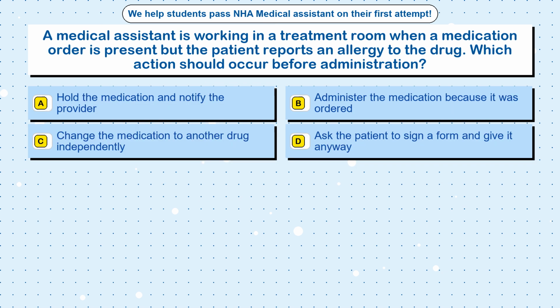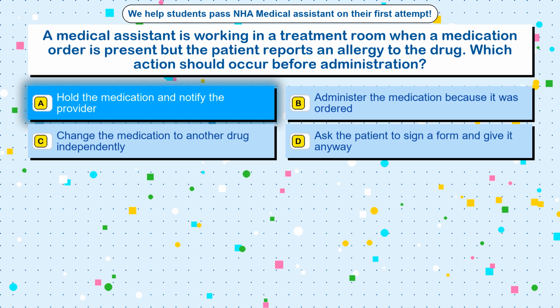Question 55. A medical assistant is working in a treatment room when a medication order is present but the patient reports an allergy to the drug. Which action should occur before administration? Option A. Hold the medication and notify the provider. Option B. Administer the medication because it was ordered. Option C. Change the medication to another drug independently. Option D. Ask the patient to sign a form and give it anyway.